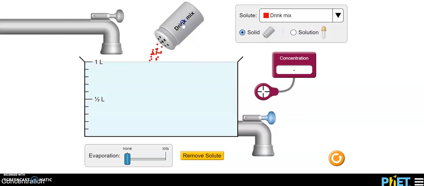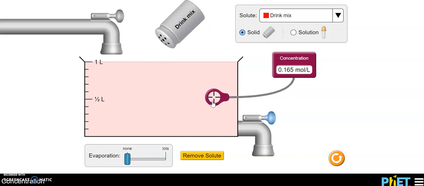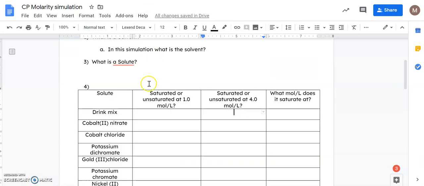This is how you put the drink mix in. You just sort of shake it in there and you can get the concentration. And what I didn't realize is to measure this concentration, we have to put this little device in here. So if we look back at what I'm asking you to do, I want to know, is this concentration saturated or unsaturated at 1 mole per liter?